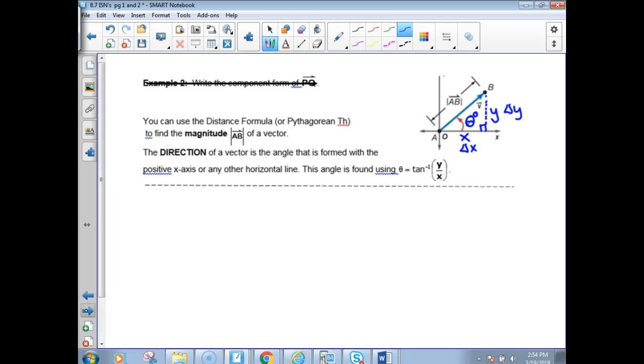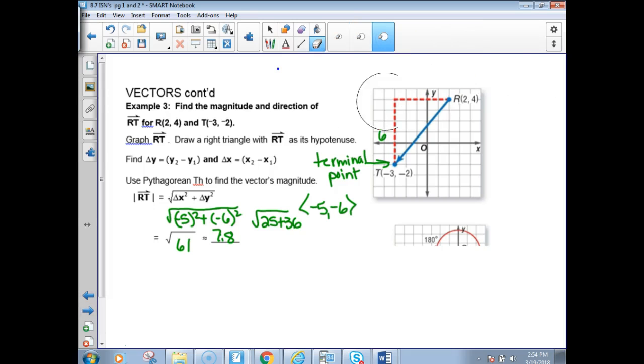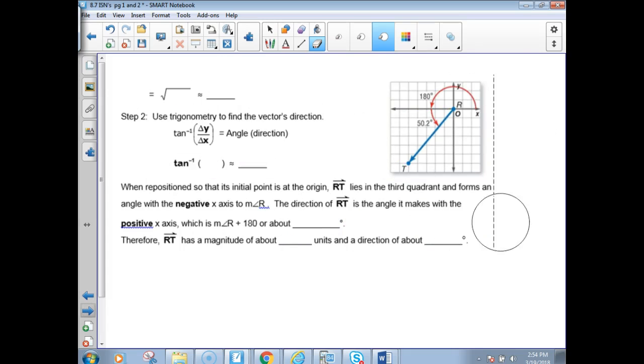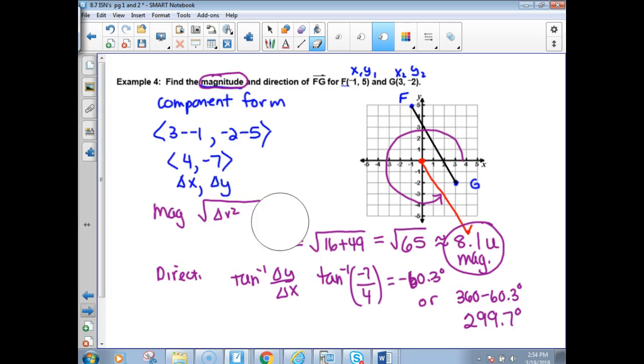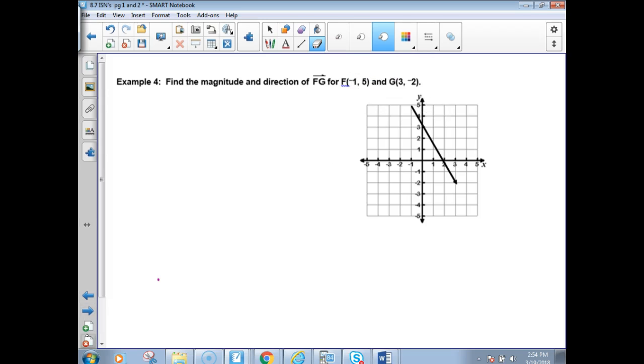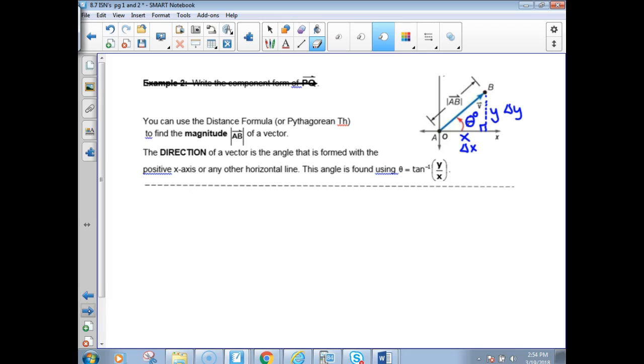So let's do an example. Oops, I forgot to erase this. Here, on the next page, we'll have an example. I realize I had some writing on here, so I'll erase it real quick. And then we'll go to these.